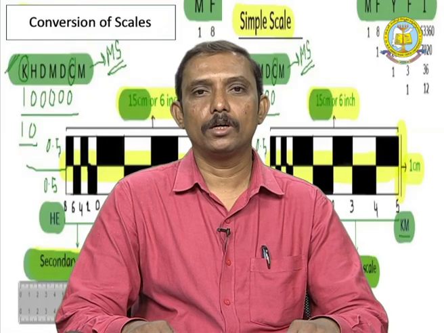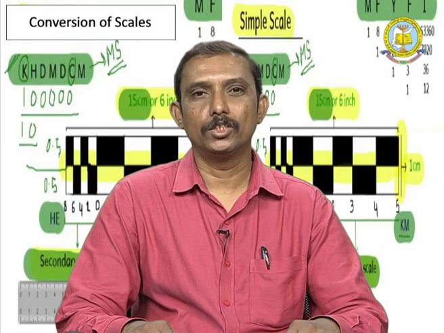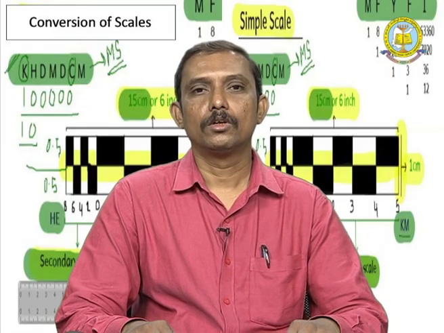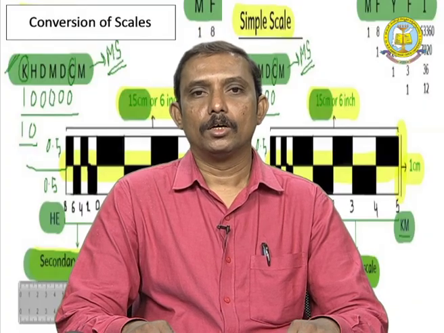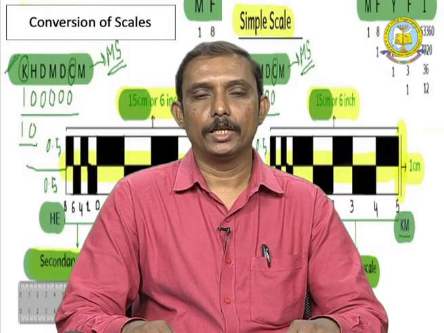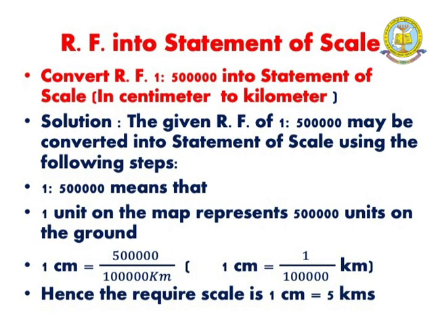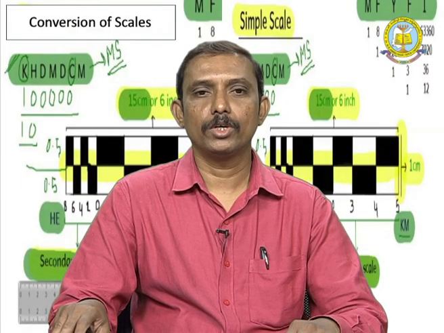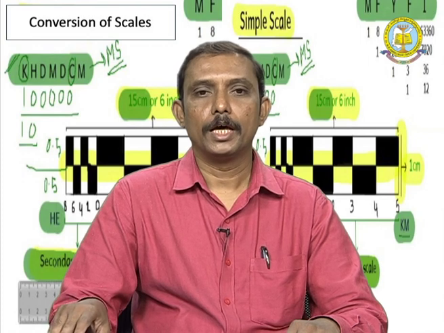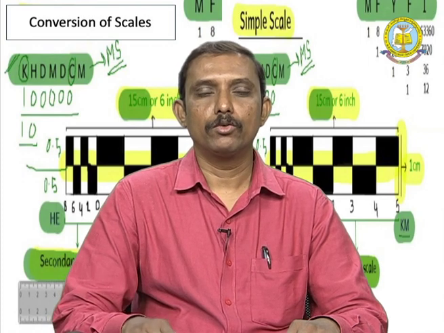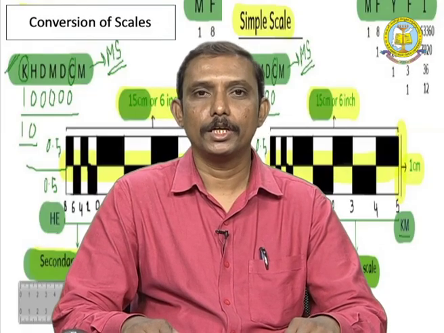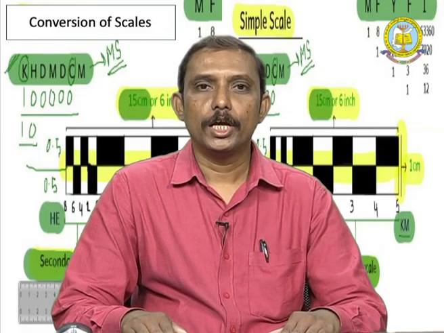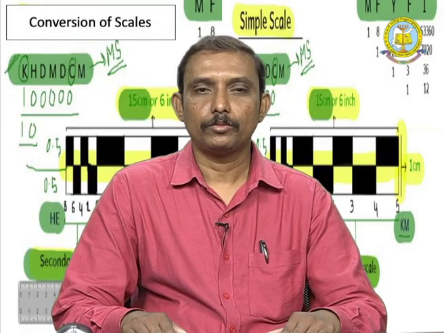You have converted the RF value 1 is to 5 lakhs into a statement scale of 1 centimeter is equal to 5 kilometer. This is the conversion of RF into statement scale. We have discussed the conversion of representative factor into statement scale, and the statement scale into representative factor.